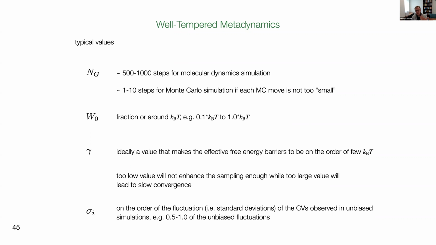Of course, this is something which you don't know a priori, so sometimes you need to do a bit of trial and error to find good values. Because what you will see is that if you use it too low, you will not enhance the sampling enough, while too large will lead to slow convergence. And then the width of the Gaussians, or the sigma values, should be on the order of the fluctuations, in other words, the standard deviation of the CVs observed in the unbiased simulation, for example 1/2 to 1 of the unbiased fluctuation. But I will show you an example of how we will estimate this in the notebook.